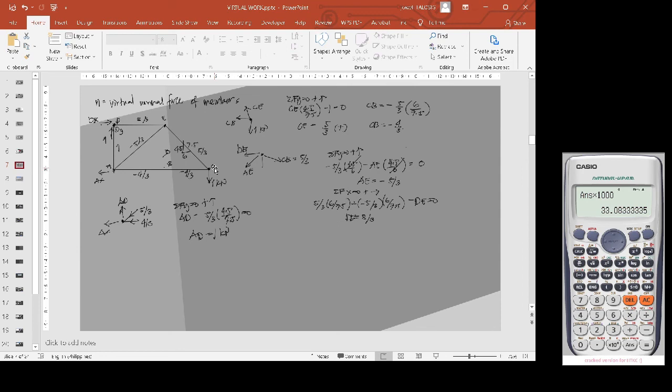Pag nagawa na natin yon, ulitin lang natin yung process. So, same pa rin yung formula. N will be the force member. Small letter n will be the force member due to that unit load. And then, capital letter N is the force member due to the real loads. And then, L is the length over AE.